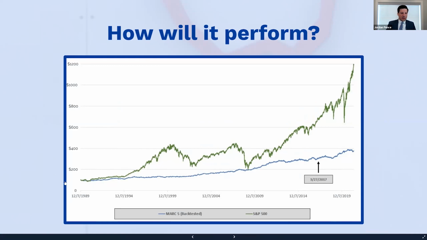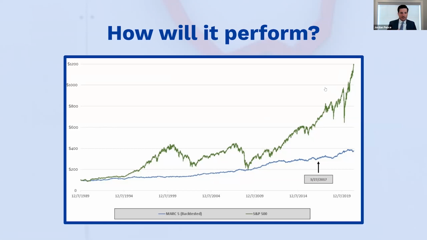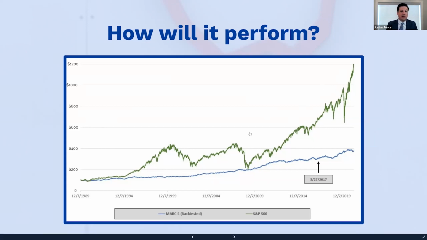So this is the performance of $100 invested in the Mark V, which is in blue, and $100 in the S&P 500, the overall S&P 500. And this is just simply demonstrating how the Mark V performed compared to the S&P 500. Obviously, the S&P 500 blows it out of the water, but you'll notice the stable nature of this type of index. It's very consistent, not a lot of negative years or not a lot of downturns. It's designed to be very low volatile, hence the name. I mean, that's why they call these low volatility indexes.